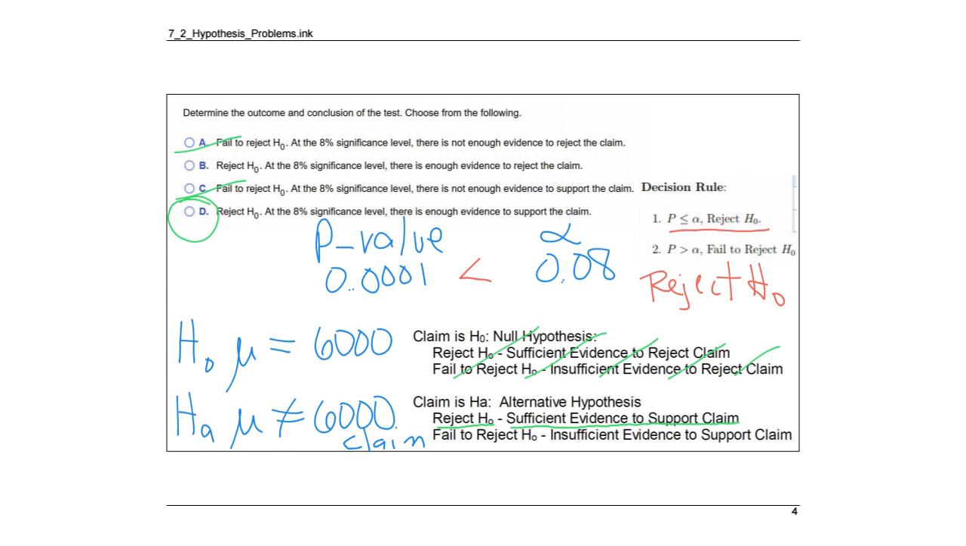Okay, so I rejected the first one. That meant I'm able to support the claim on the second one. The wording gets a little funny though, and so that's why you really want to use your resource sheet and make sure that you get this wording right. Okay, 1 down, 2 to go.